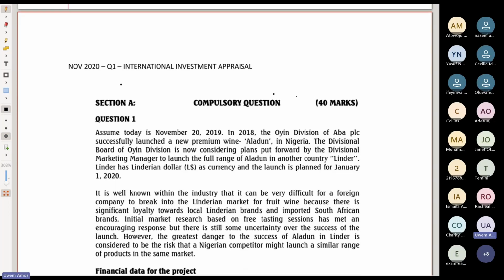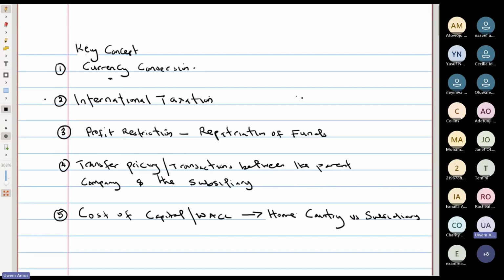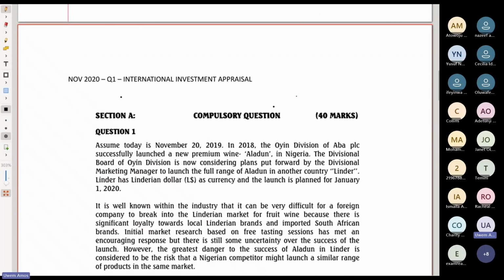So when we explain the concept, we're going to have it above the question, and then the solution, we're going to have it below the question so that it flows, so that you don't get them mixed up. So let's get right into it. It's question 1, November 2020.